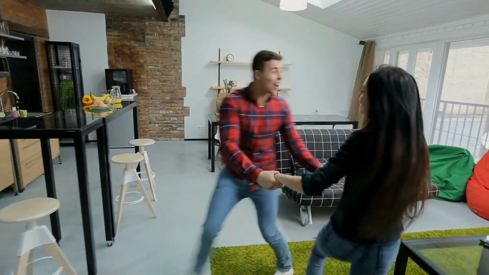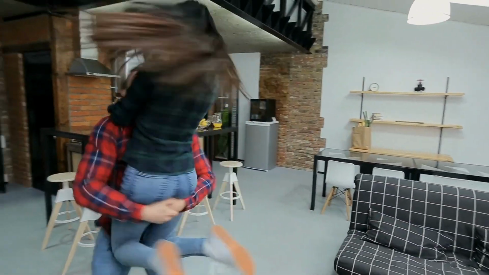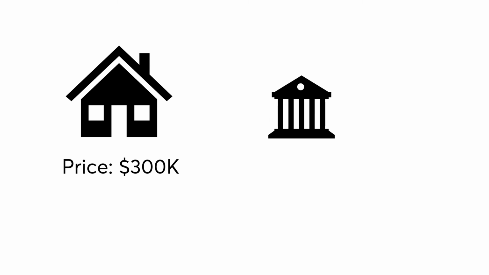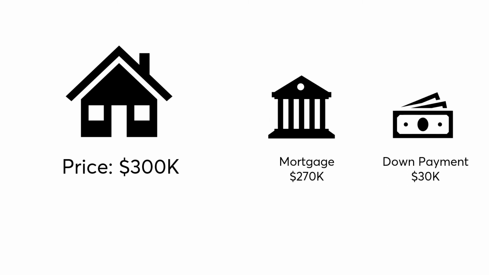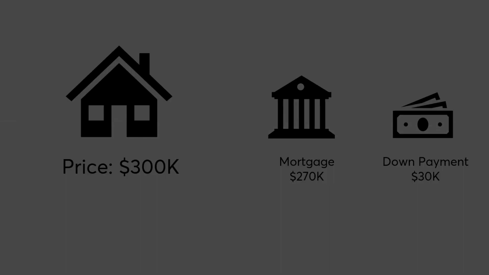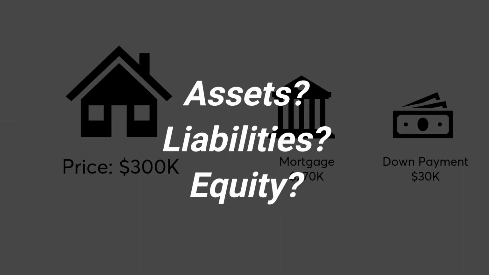Almost everybody dreams of being a homeowner one day. Suppose you found your dream home costing $300,000. You took a mortgage for $270,000 and made a down payment of $30,000. In this case, can you identify assets, liabilities, and equity?